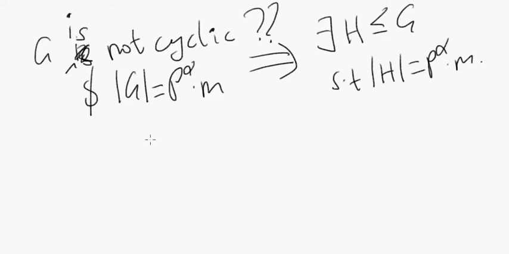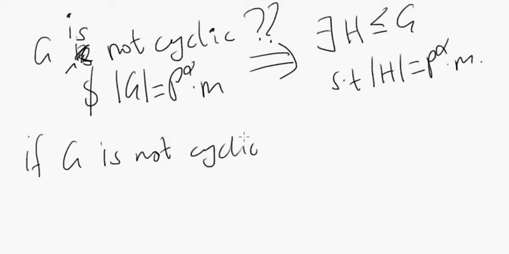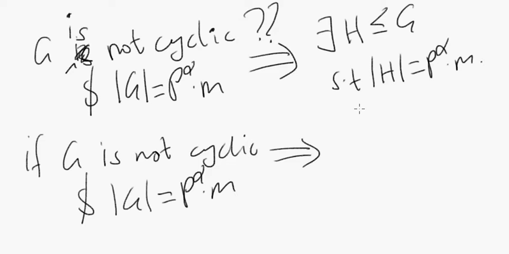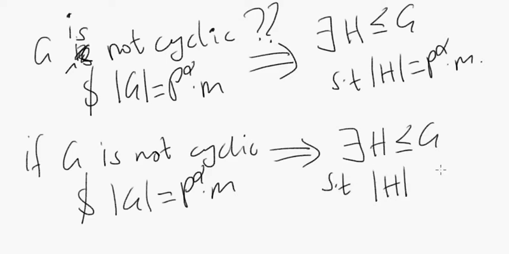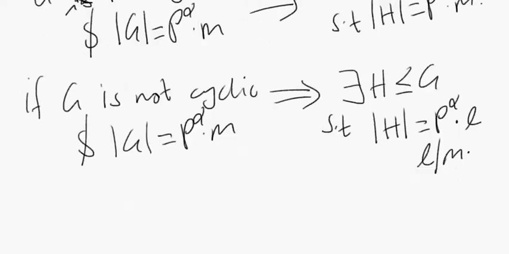The argument we were working on before was the following. Of course p and m are relatively prime. Suppose we're able to prove this statement: if G is not cyclic and the order of G equals p to the alpha times m, then from here we're able to guarantee that there exists some subgroup H of G such that the order of H equals p to the alpha times L instead, where L is some divisor of m. So suppose we're able to prove this.